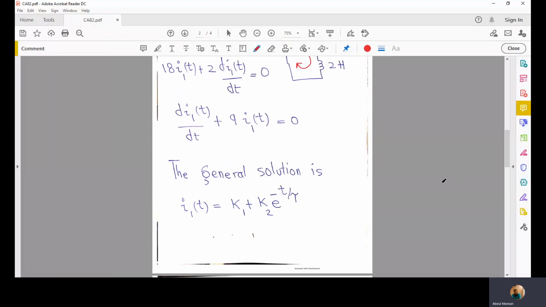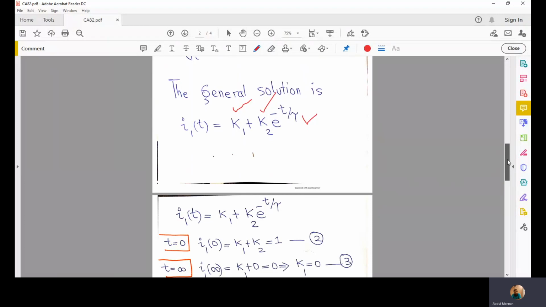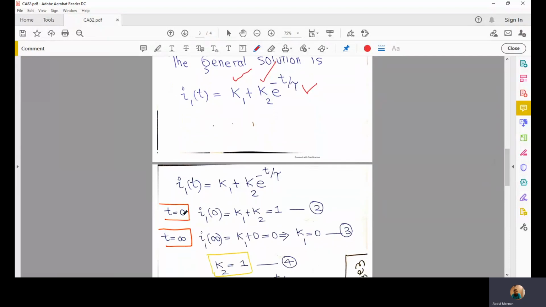Right, the general solution we already know for this first order homogeneous differential equation is k1 plus k2 e to the minus t over tau. So we have three unknowns, k1, k2, and tau. So let's find out. We have been studying that these unknowns can be found by putting initial and final conditions in this expression. So we put the initial condition t equals 0.